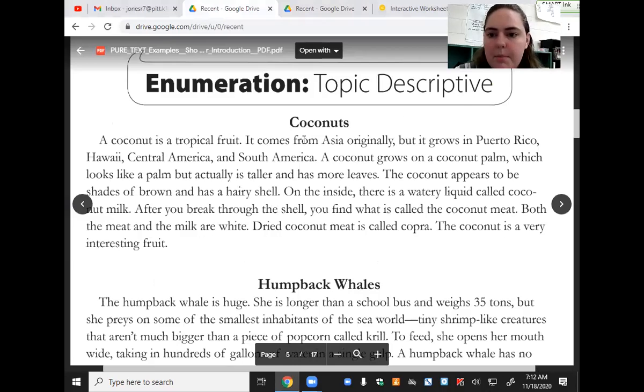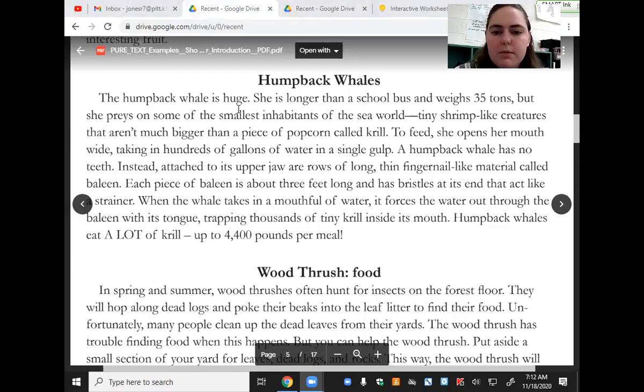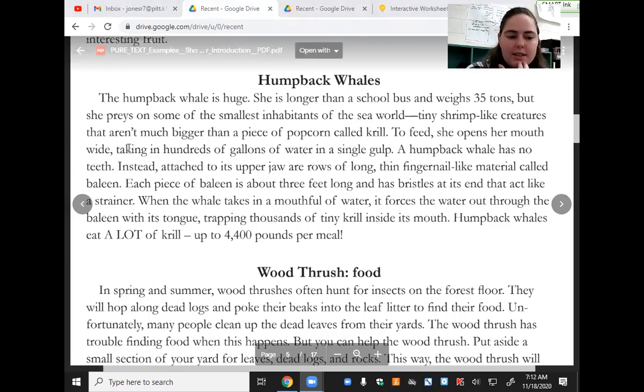So this one is humpback whales. The humpback whale is huge. She's longer than a school bus and weighs 35 tons, but she preys on some of the smallest inhabitants of the sea world, tiny shrimp-like creatures that aren't much bigger than a piece of popcorn called krill. To feed, she opens her mouth wide, taking in hundreds of gallons of water in a single gulp. A humpback whale has no teeth.